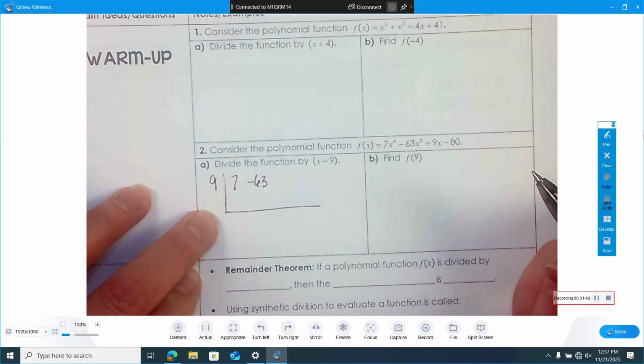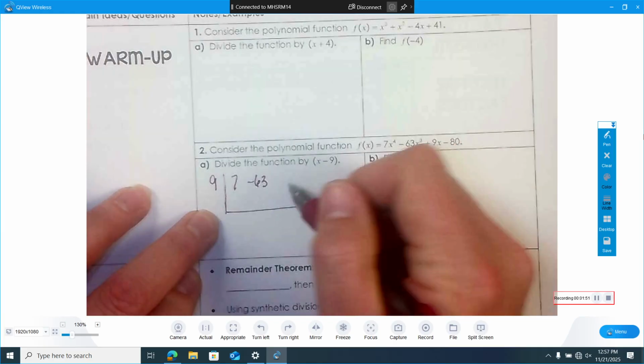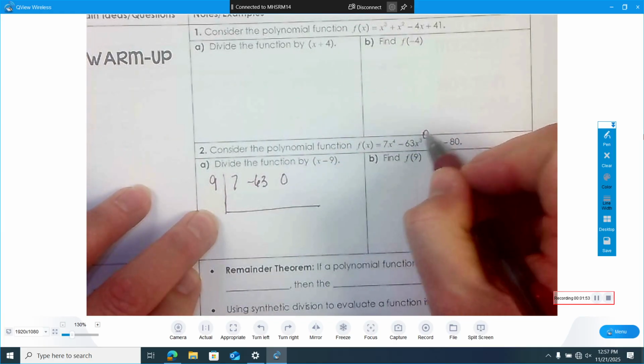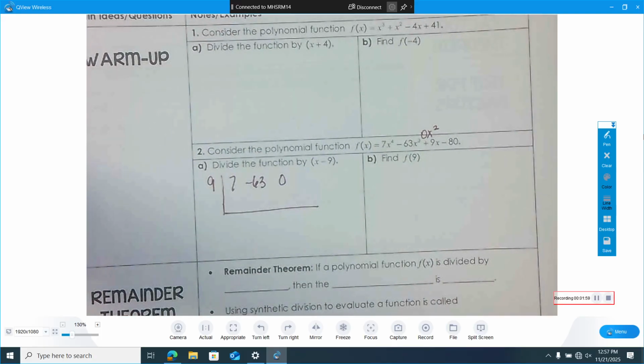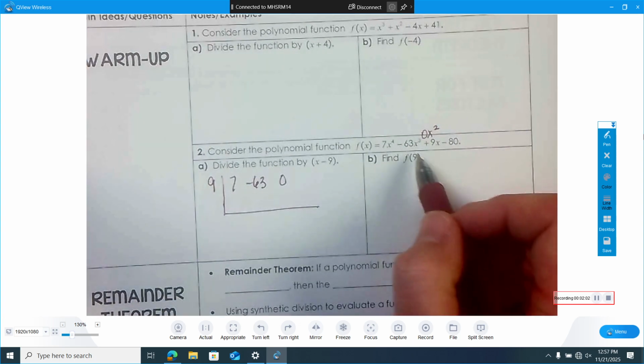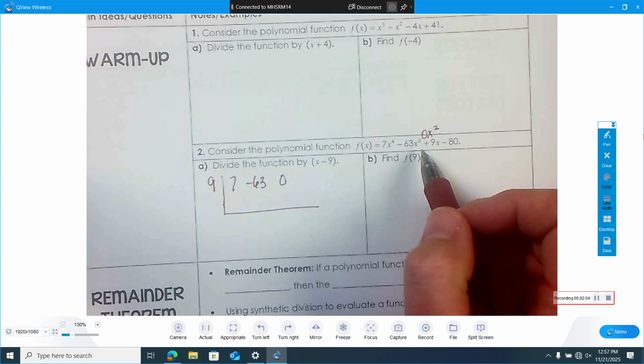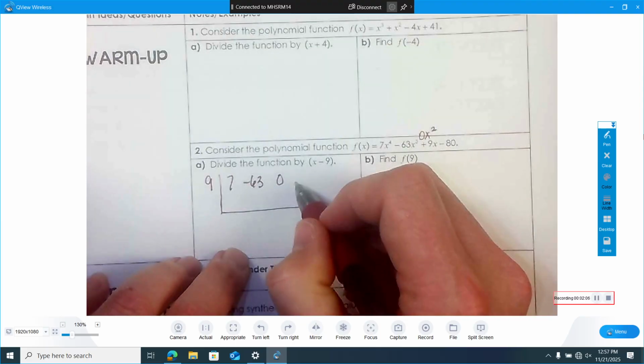Is that right? 0, 0. We have a 0x squared term that is missing. And so we definitely need to fill in that 0 term that is missing. And then the 9 and the negative 80.